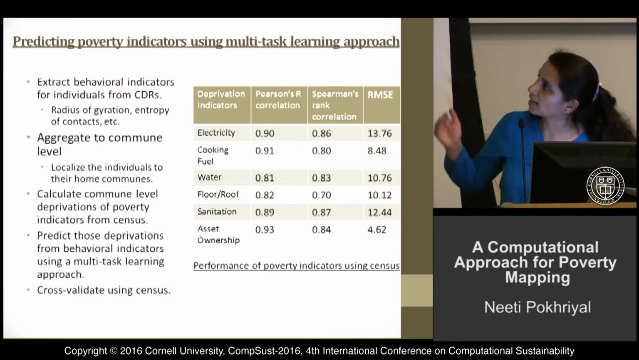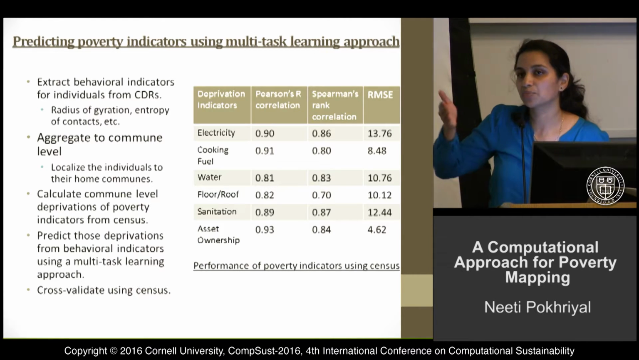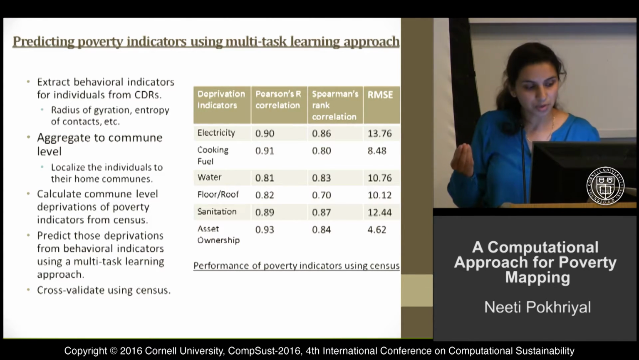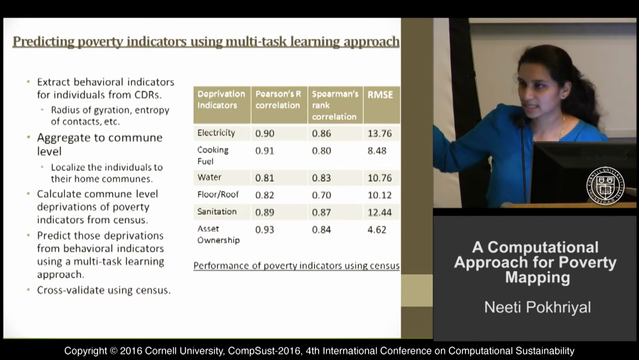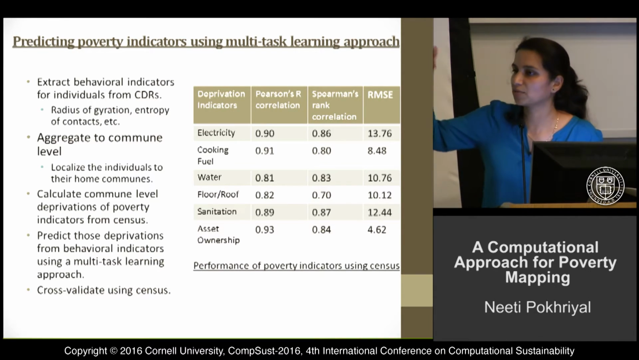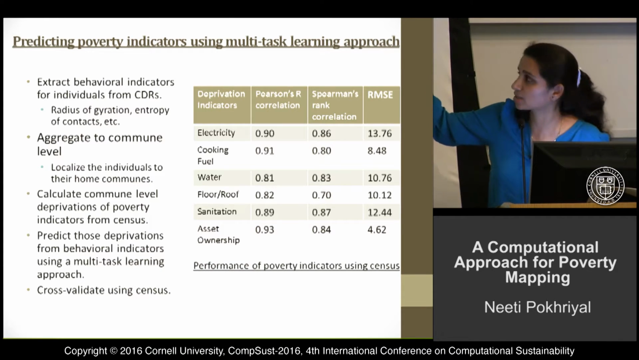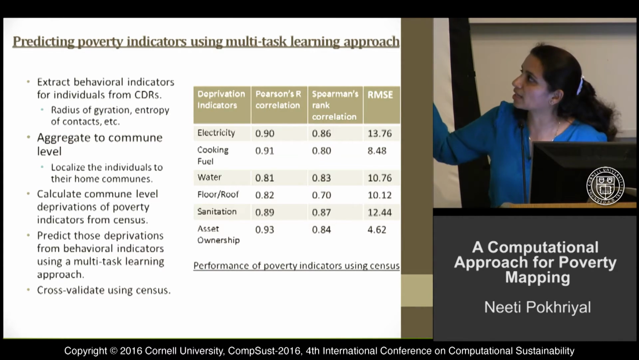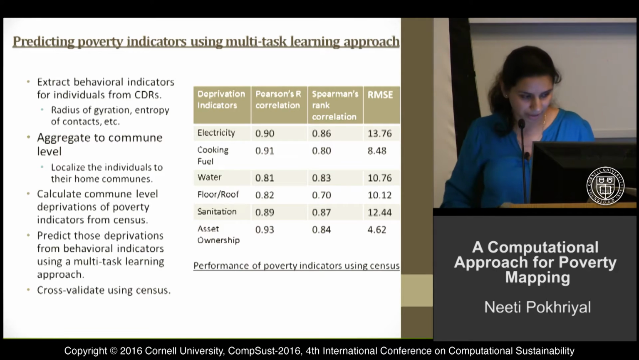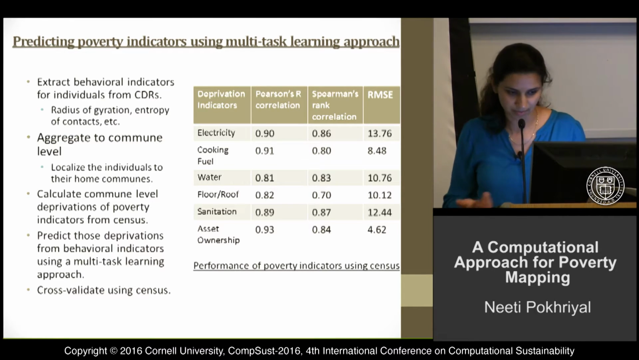This is the second approach, where using the behavioral indicators extracted from call data records, I want to see how they can predict the individual indicators of poverty. First the individuals are localized to the communes, and then we learn in a multitask learning framework, because we have a number of behavioral indicators on one side and a number of targets on the other side. And we see that some of the indicators of poverty, like deprivation in electricity and cooking fuel, can be predicted very accurately. And these are again cross-validated using census. I'll be happy to talk about the model and how they're validated later on.